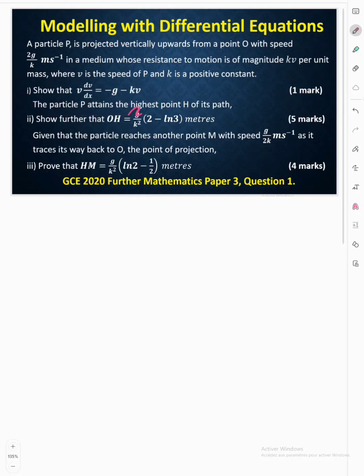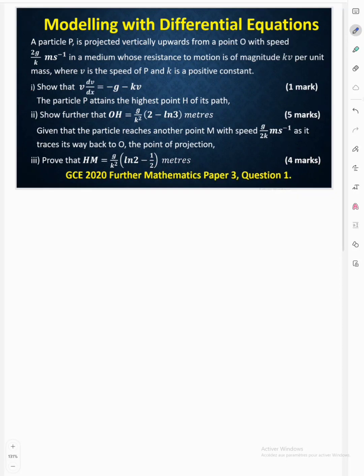The particle P attains the highest point H of its path. 2. Show further that OH equals g over k into 2 minus ln 3 meters, for 5 marks. Given that the particle reaches another point M with speed g over 2k meters per second as it traces its way back to O, the point of projection, 3. Prove that HM equals g over k squared into ln 2 minus half meters, for 4 marks.